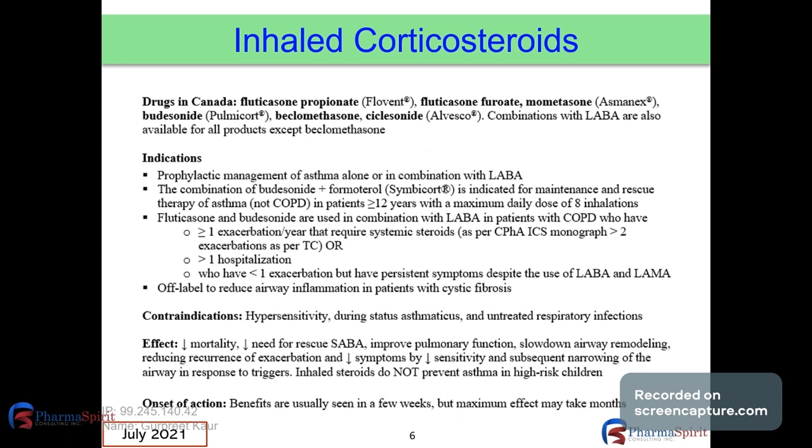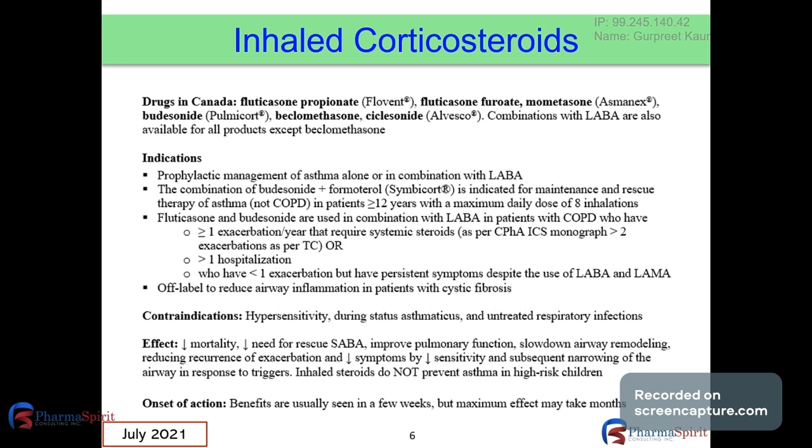Indications of inhaled corticosteroids: they are used as prophylactic management in asthma alone or in combination with LABA. Prophylactic here doesn't mean to prevent asthma, it means to prevent asthma exacerbation and inflammation. So they are used as a controller. The combination of budesonide and formoterol is indicated for maintenance and rescue therapy of asthma, not COPD, in patients 12 years and older with a maximum daily dose of 8 inhalations. So that's the maximum daily dose.